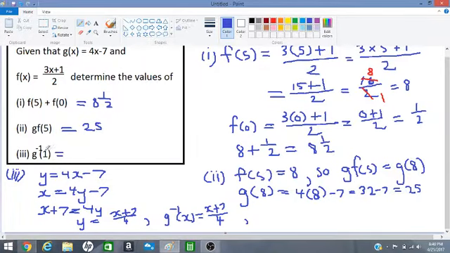Okay, so if we want to find g inverse of 1, this will be equal to, replace the x, this 1 must come here and replace the x, and so we will have 1 plus 7 over 4 is equal to 8 over 4. 4 into 8 is 2. And that's our answer.